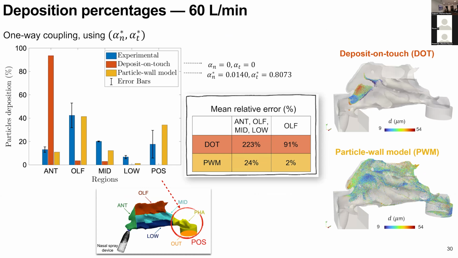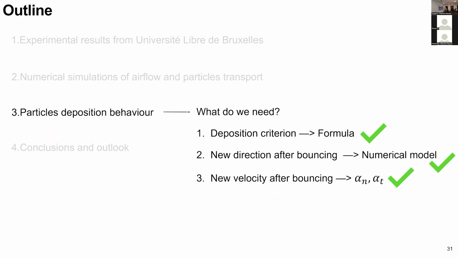So again, it's exactly the same type of information, but for the new flow field. And so the mean relative error is also reduced by 10%. And in the olfactory region, we managed to obtain quite a nice agreement. All right, so then for the new velocity after bouncing, we have the alpha N and alpha T star.